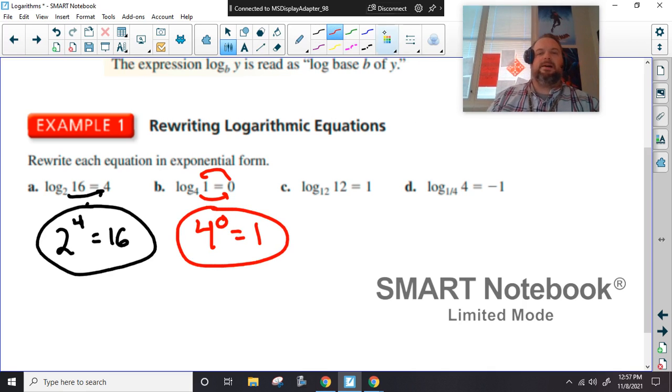All right. So this log base 12 of 12 equals 1, that's actually how it's read, not log 12 equals 1. I know some people will do that. This is also the same people that say x squared is x2. It drives me crazy. This is 12 to the first power is 12.